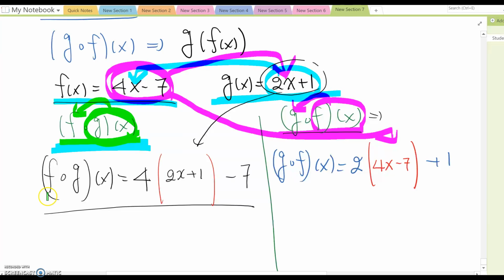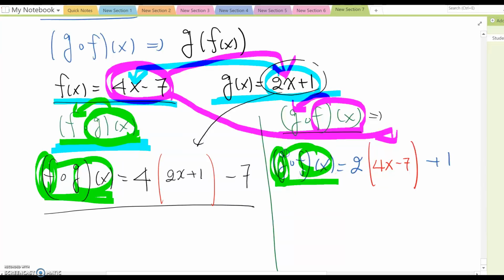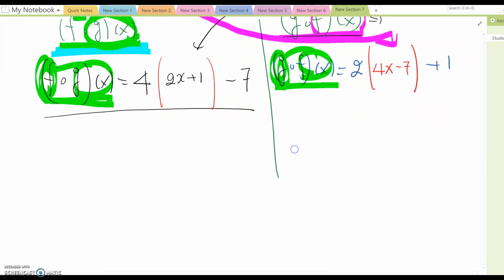Do you see the difference here? f open dot g(x) means it follows the f(x) function format. g open dot f(x) means it follows the g(x) format. You are plugging g(x) into f and f(x) into g. That's the difference here. Okay, so let me simplify.